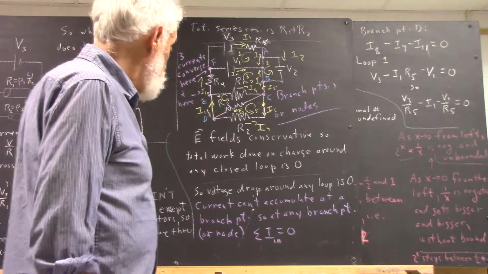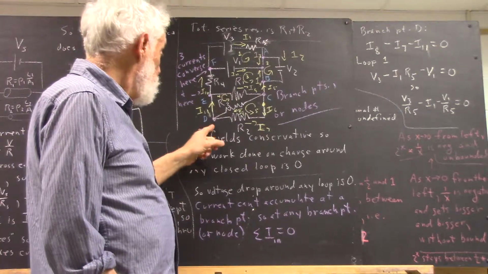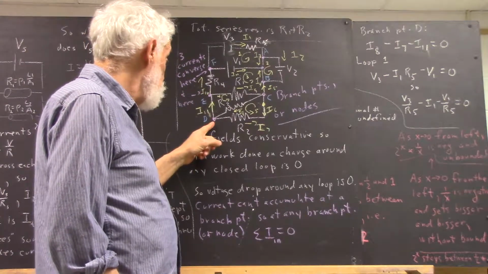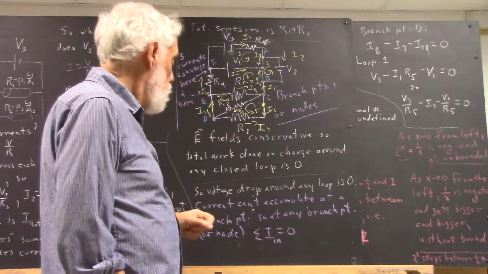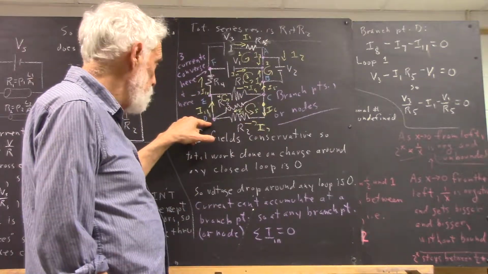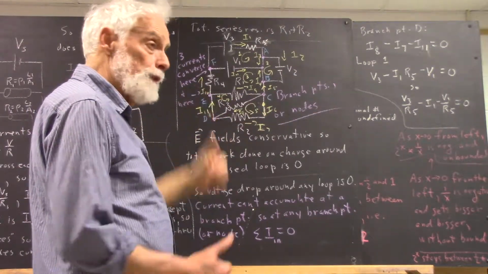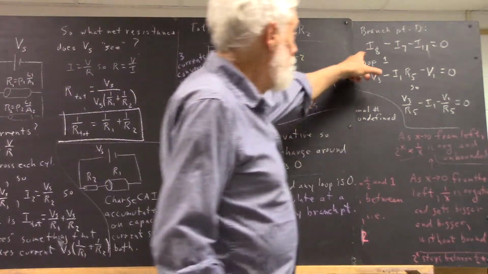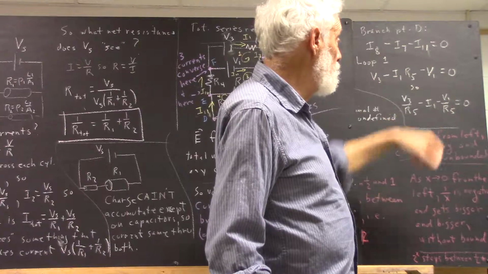Okay, so all I've got to do to set up my equation for D is say, okay, let's see, I've got I8 coming in. So when I do the sum of the currents in, I8 is going to be positive. I7 and I11 are going out. They're going to be negative. So I'm going to have I8 minus I7 minus I11.